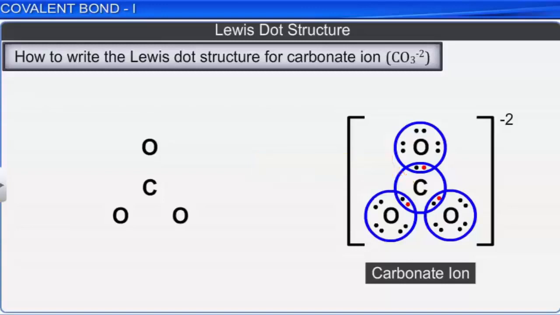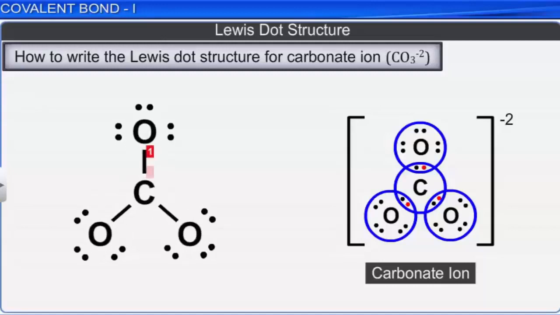Now let us draw a single bond between the central carbon atom and each of the oxygen atoms. This, however, doesn't complete the octet on carbon, if the remaining 2 electrons on this oxygen remain as lone pair. Hence, a double bond between the carbon and the oxygen completes the octet. This results in the following Lewis dot structure.